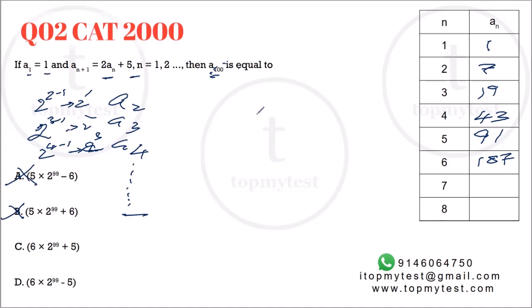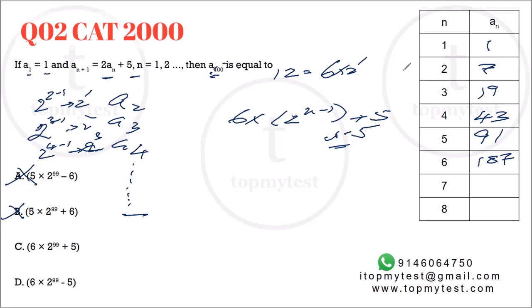So this is of the form 6 into 2 to the power n minus 1 plus 5 or minus 5. Each of them should be of this form. Let's figure out which of them is this. So if I do 6 into 2 to the power 1, that will be 12. 12 minus 5 is 7. Okay. 6 into 2 square. 2 square is 4. 4 into 6 is 24. 24 minus 5 is 19. So it should be option D.